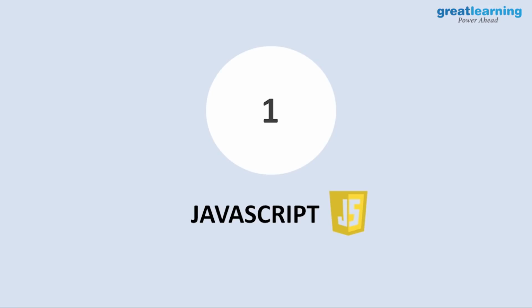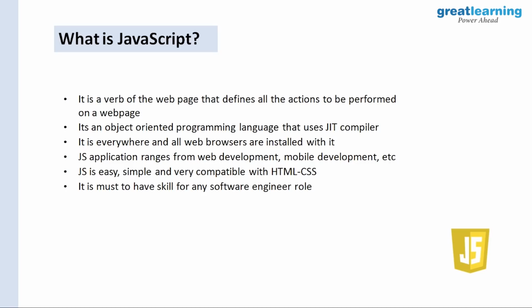At number one, we have JavaScript. JavaScript is known as the verb of a web page. If HTML is the noun, then all the actions that you perform on a web page are your JavaScript. It is an object-oriented programming language that uses a just-in-time compiler. So what is this just-in-time compiler? It is nothing but the best of two worlds, that is your compiler and interpreter.